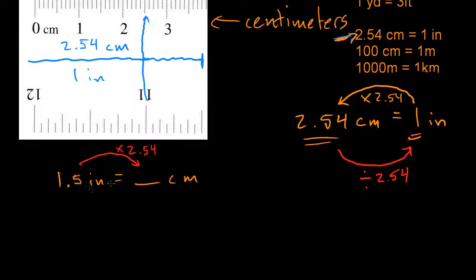So 1.5 inches is 3.81 centimeters. And again, if we look to match it up, it should look like it's about 3.1, 0.2, 0.3, 0.4, 0.5, 0.6, 0.7, 0.8. That measurement right there is right about 3. Whoops, sorry. 3 starts here. 3.81.